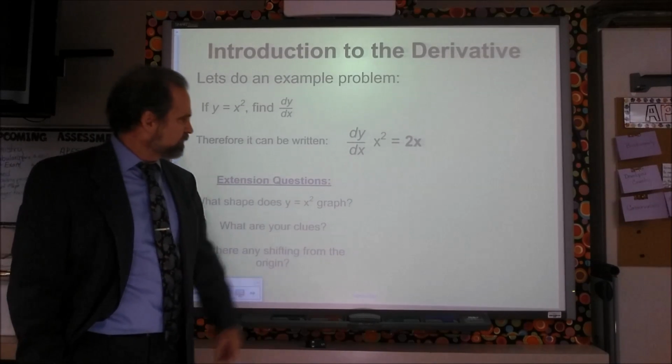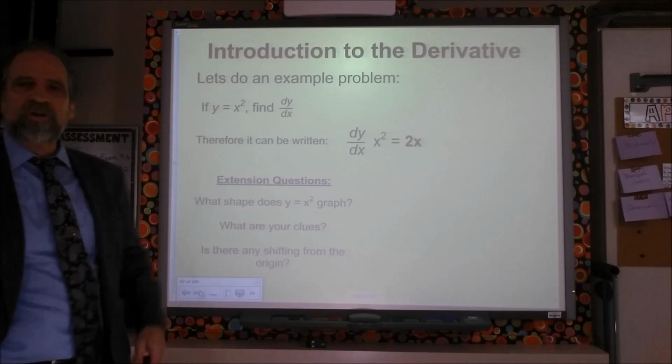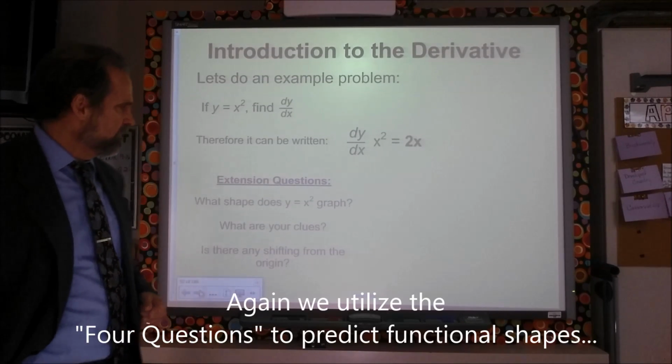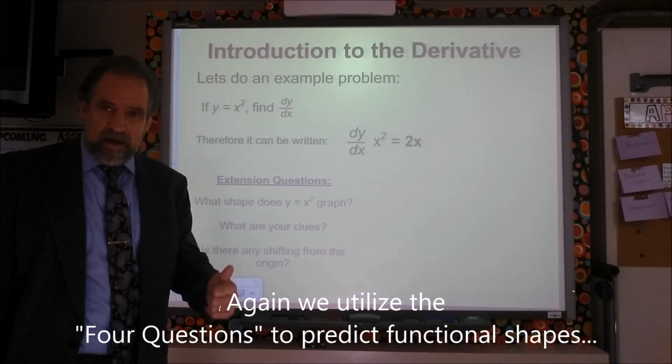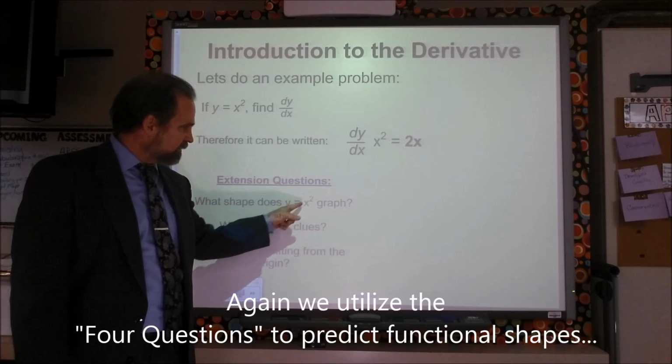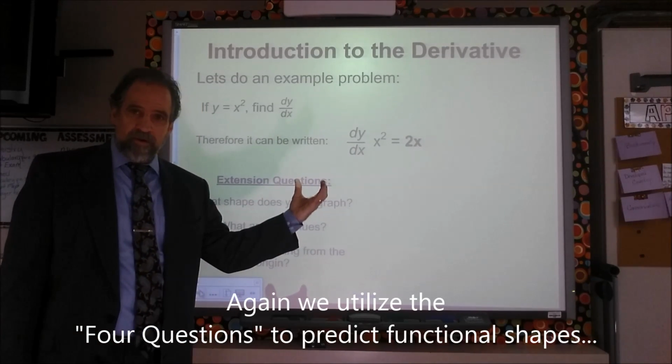What shape does y equals x squared graph, right? So when I say that, it means what shape is that graph? That's what I'm asking you. 4 questions. Is it even or odd? Even. Is it positive or negative? Positive. So it's based on a curve, and it's pointing up. How many curves? 2 minus 1 is 1 curve. Oh, it's a U pointed up.